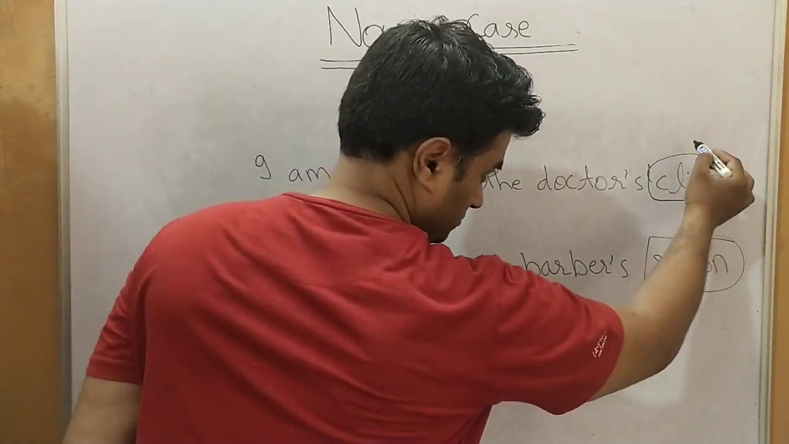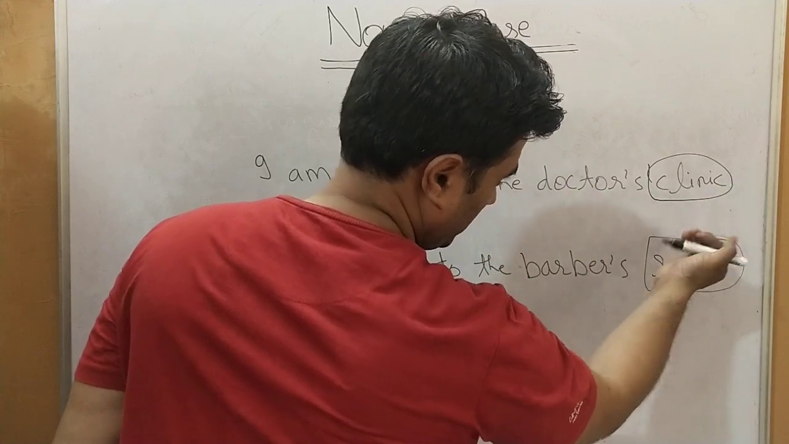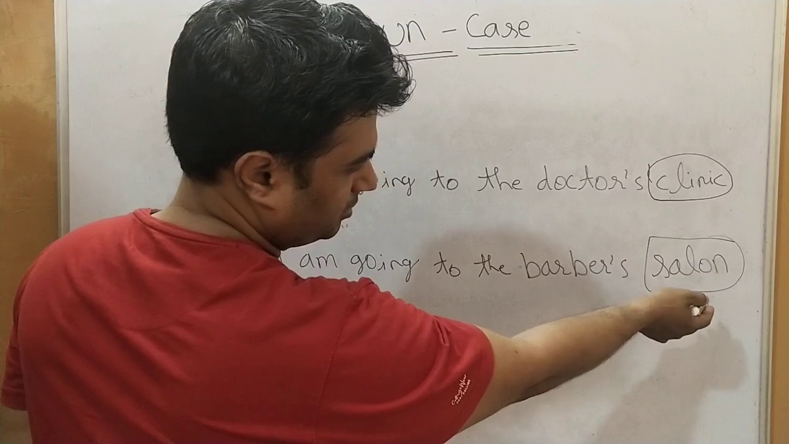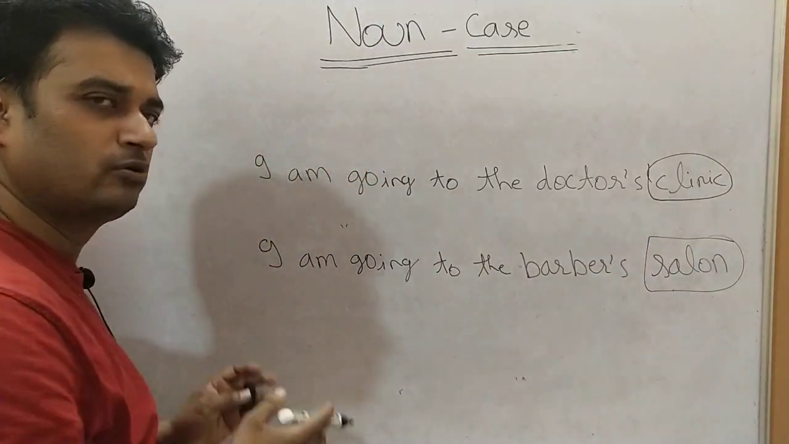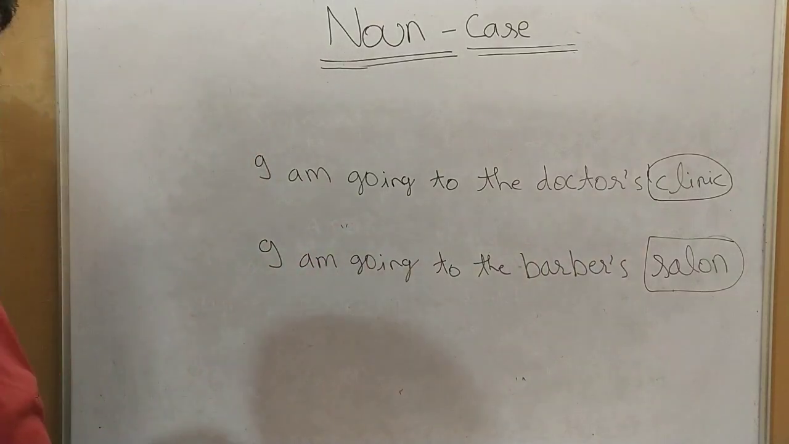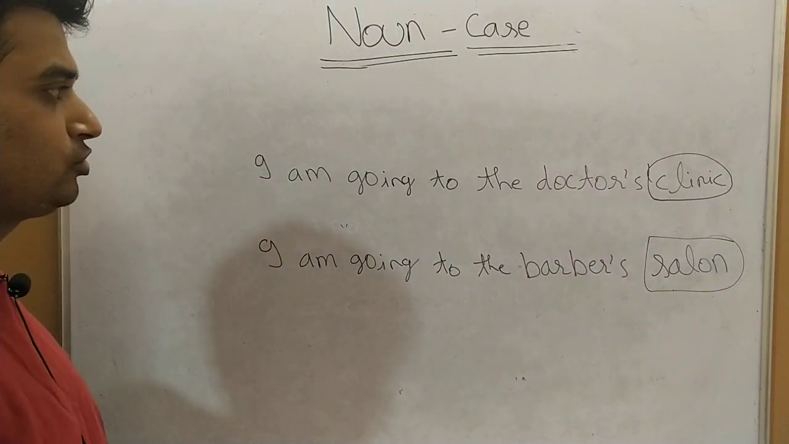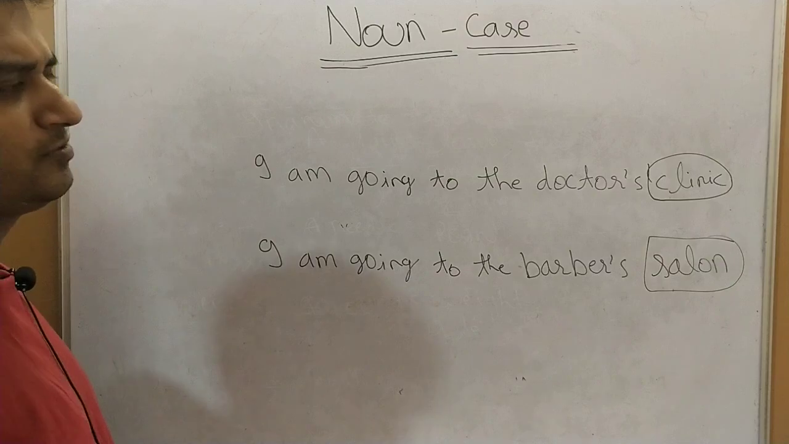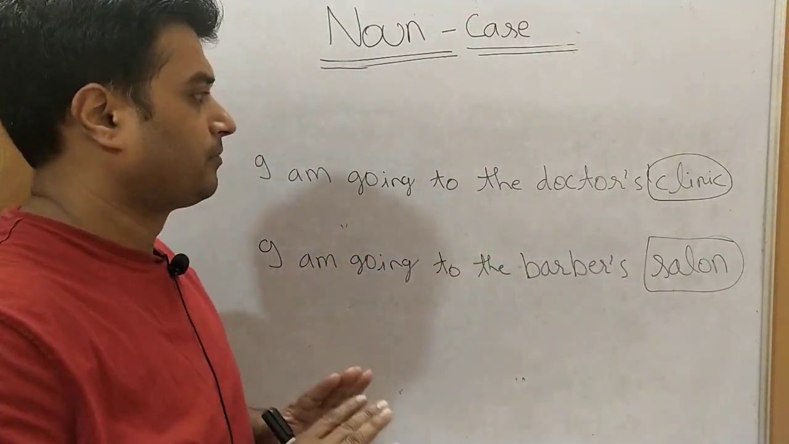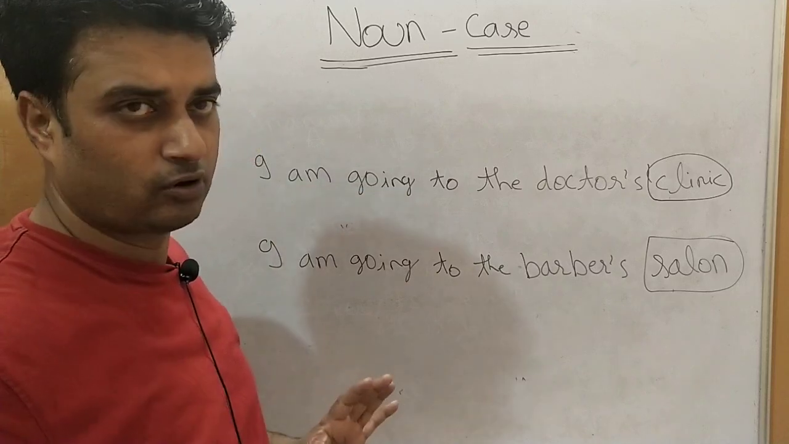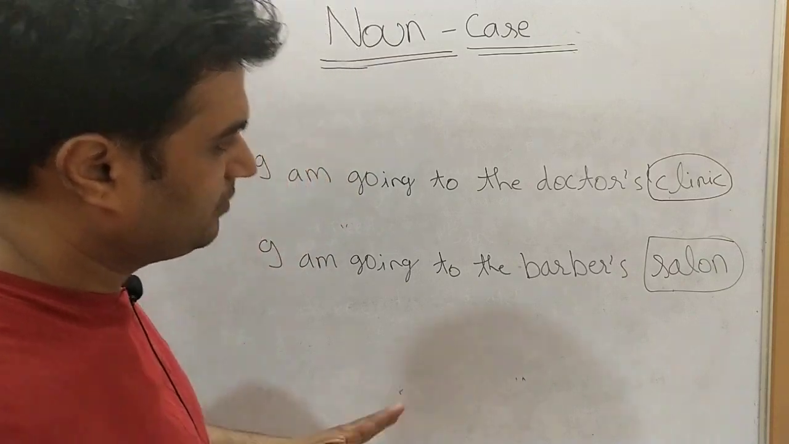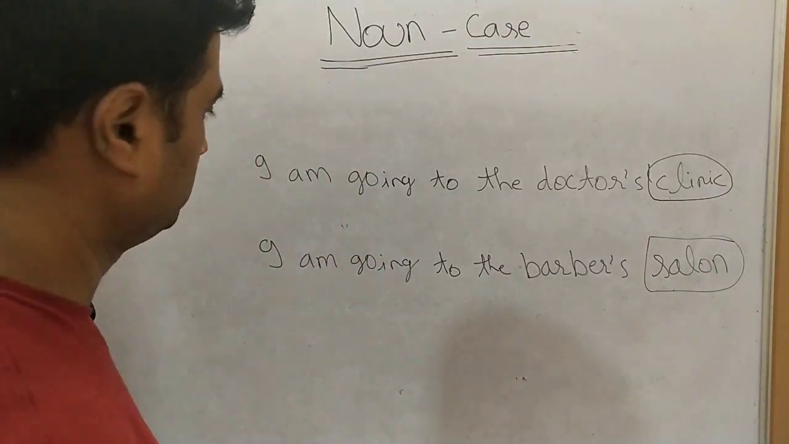So whenever we can easily understand what we are talking about, then there is no need to write such words. We simply write these nouns in the possessive case and the sense is understood. I am going to the doctor's clinic. There is no need to say clinic. If you use this word, nothing is wrong. Everything is all right, okay? But if you don't want to use them, even then the sentence is completely correct.